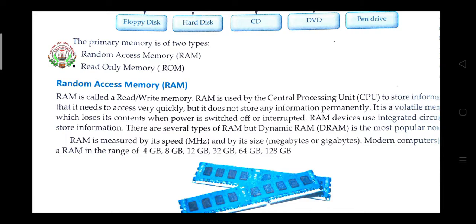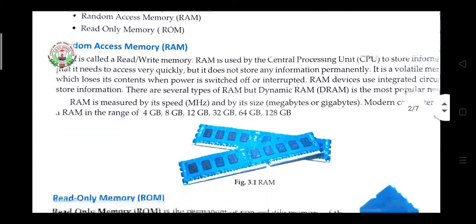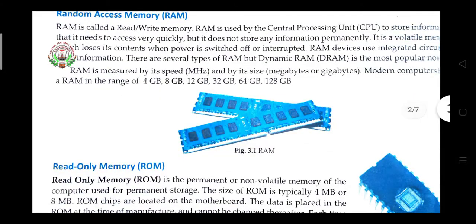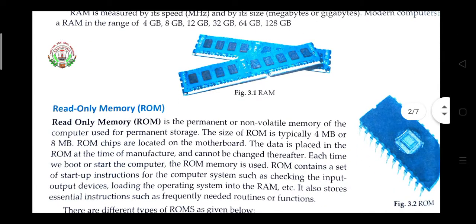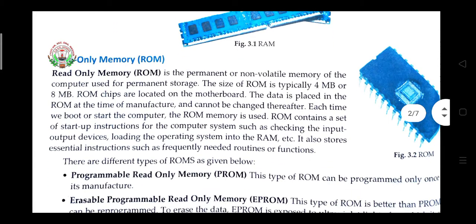Modern computers' RAM is in the range of 4 GB, 8 GB, 12 GB, 32 GB, 64 GB and 128 GB. This is the measurement unit of the capacity of your RAM. It means you can store your data from 4 GB up to 128 GB. Then we come to read-only memory. Read-only memory is the permanent non-volatile memory of the computer used for permanent storage.